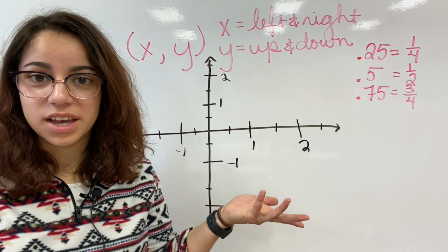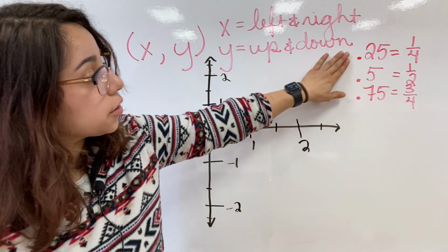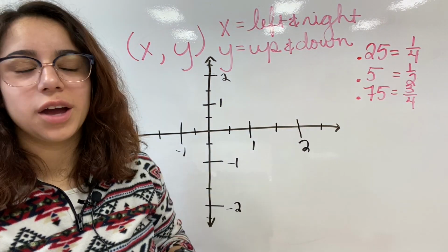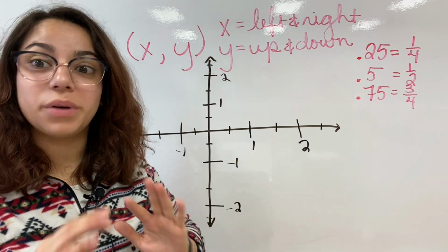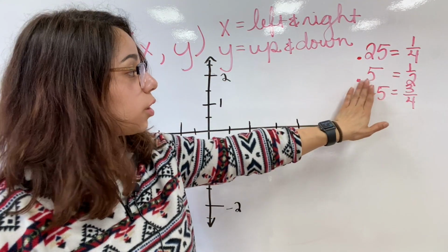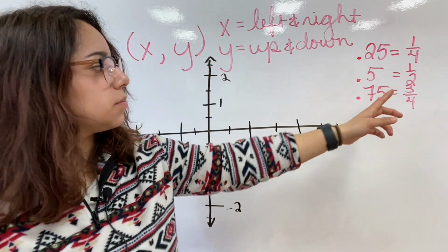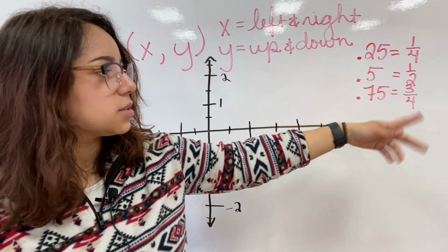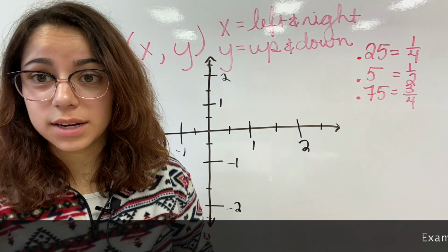All right, I'm switching sides so you can see better. I did hear a reference for you in case you forgot, which I really hope that you didn't. But in case you forgot, 0.25 is the same thing as 1/4, 0.5 or 0.50 is the same thing as half, and 0.75 is the same thing as 3/4. That's going to help us with example.